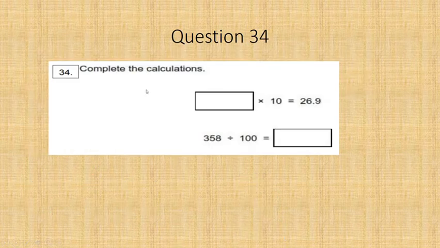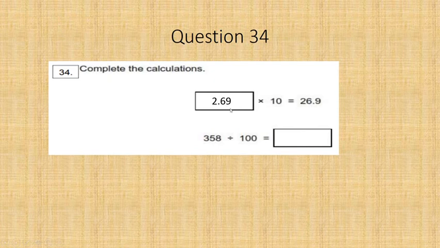Question number 34, it says complete the calculations. What times 10 equals 26.9? Look here, in this question, I just need to use the inverse operation. So I will move the decimal point one step to the left because it's division. The inverse operation of multiplying is dividing. So it's going to be 2.69. So when I move the decimal point one step to the right, it's going to be 26.9.